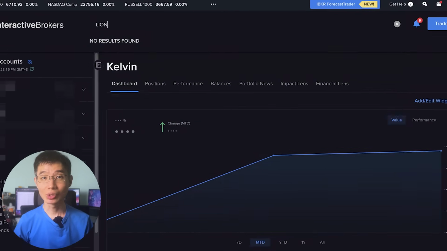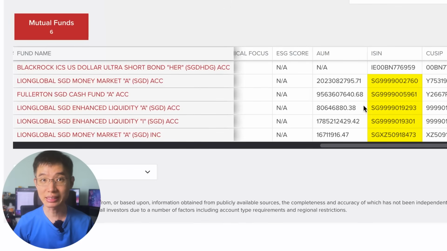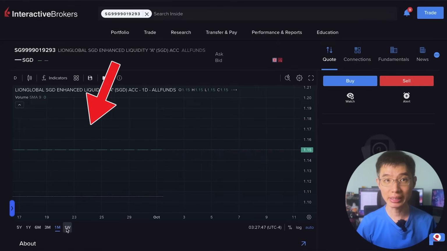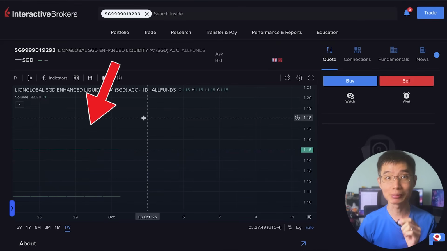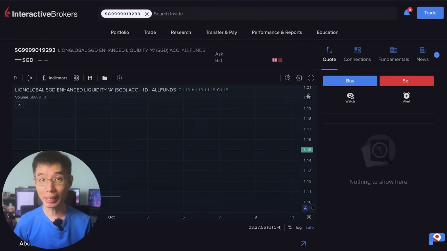Once that is done, you can search for the money market fund either by their name or by their ISIN numbers, which I will leave in the description below. When you open the fund page, if you don't see any price chart or live pricing, don't panic. That is completely normal on IBKR for mutual funds. If you want, you can also add the funds to your watch list so that you don't have to keep searching for them. To buy the fund, all you gotta do is click on buy.